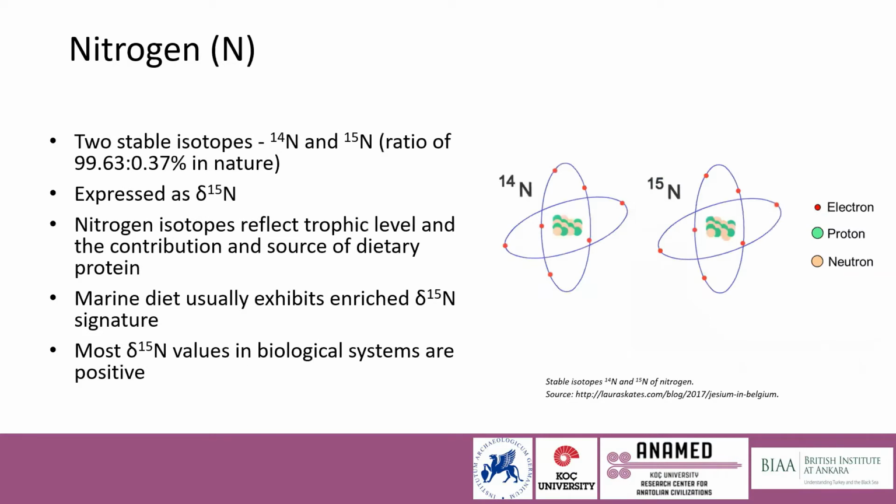So nitrogen has 2 stable isotopes, nitrogen 14 and nitrogen 15. Again, like carbon, it is expressed in the delta notation, delta nitrogen 15 in this case. Nitrogen isotopes reflect the trophic level and the contribution and source of dietary protein. Marine diets usually exhibit enriched delta nitrogen 15 signals, and I'll give some case studies later on to demonstrate this. Most delta nitrogen 15 values in biological systems are positive, unlike carbon.